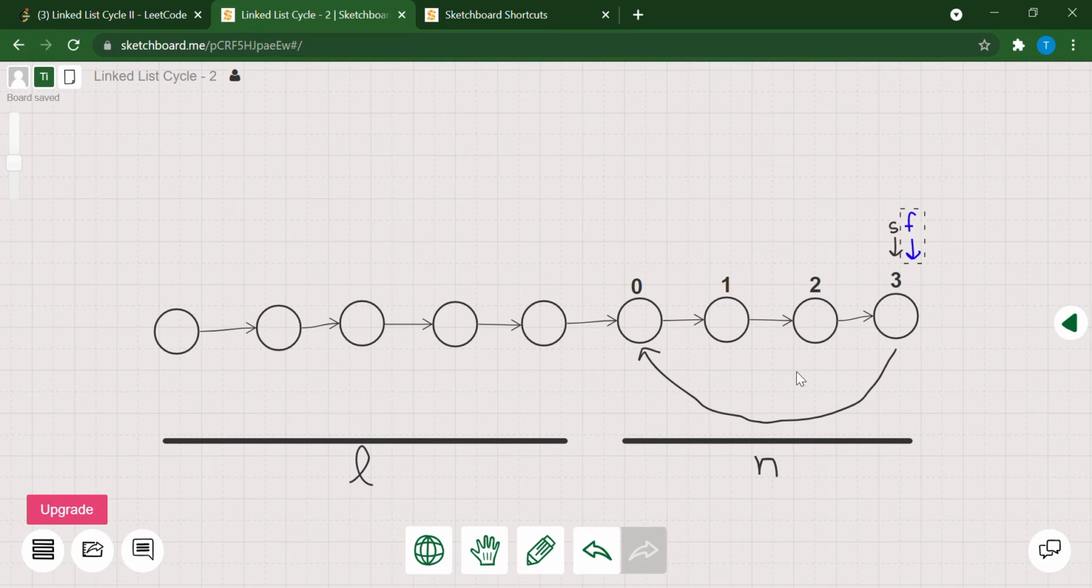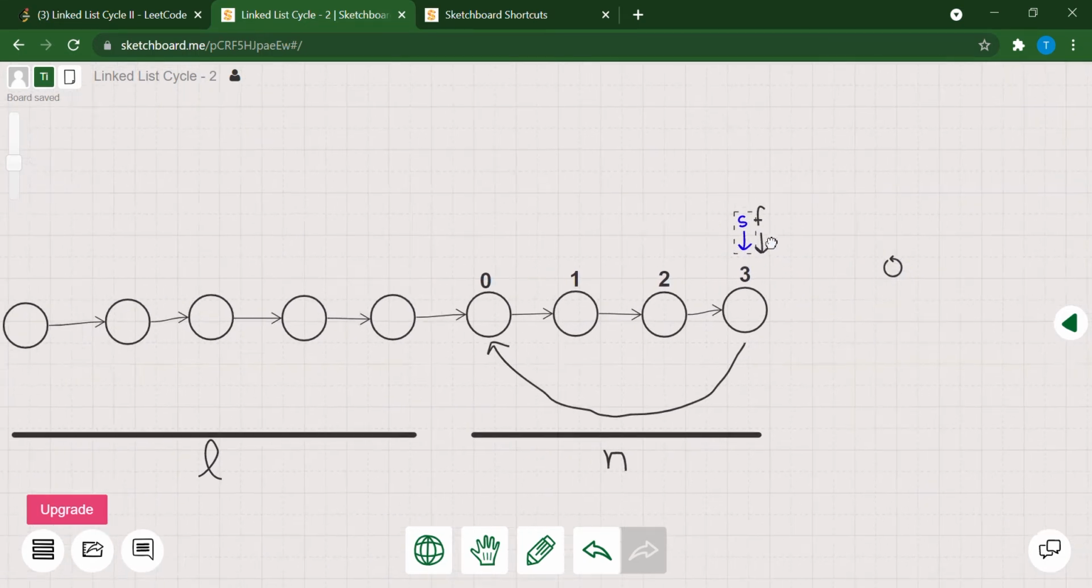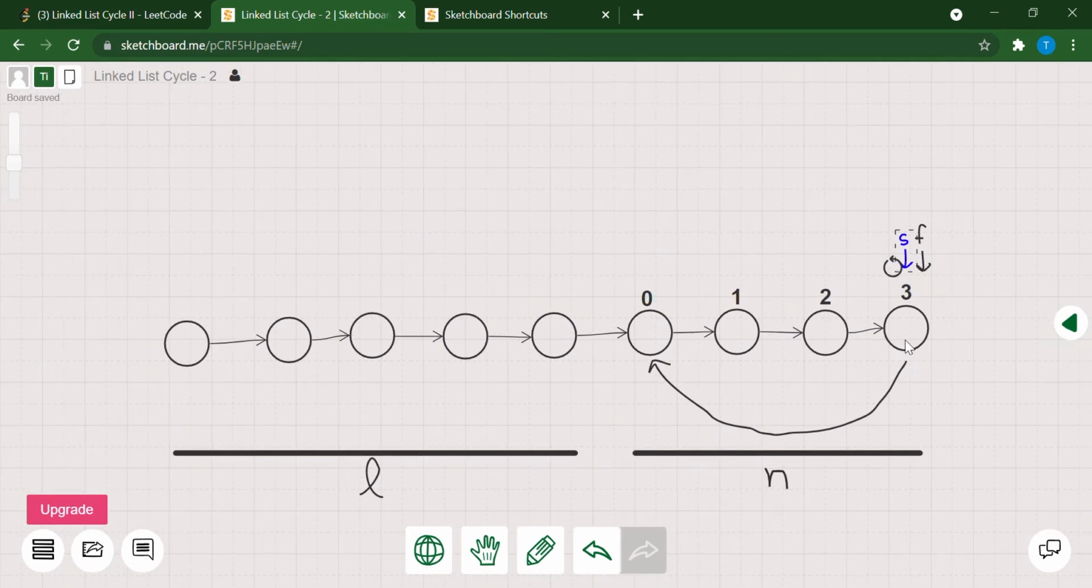Once I've done this, I'm going to shift the slow pointer back. If I don't detect a cycle in the linked list, I can just return a null value because there's no cycle in the linked list. But if I do detect a cycle in the linked list, then I'm going to move my slow pointer back to the start of the linked list.